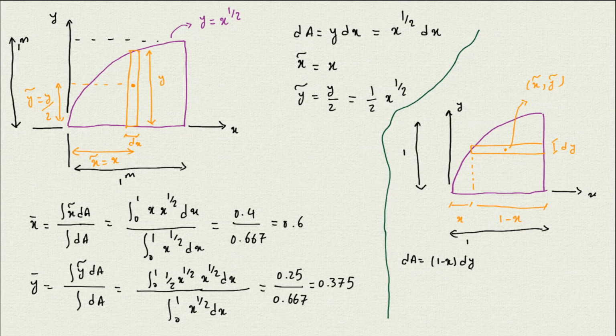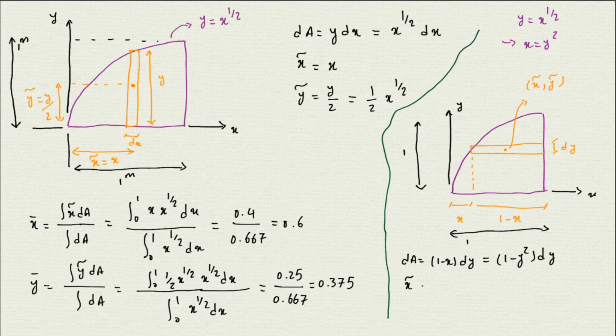And because I have dy, I have to replace the x with y. The function I have is y equal to x to the power of half, therefore I can say x is equal to y squared. So I can use that and replace the x, and say it's y minus y squared dy. So this is the dA.